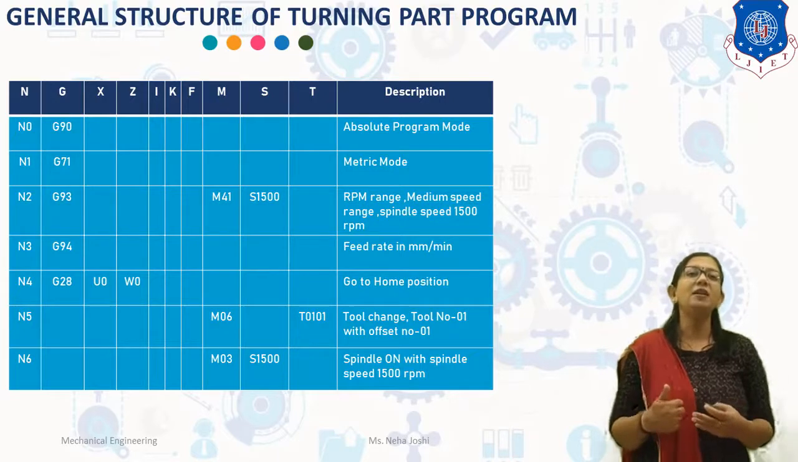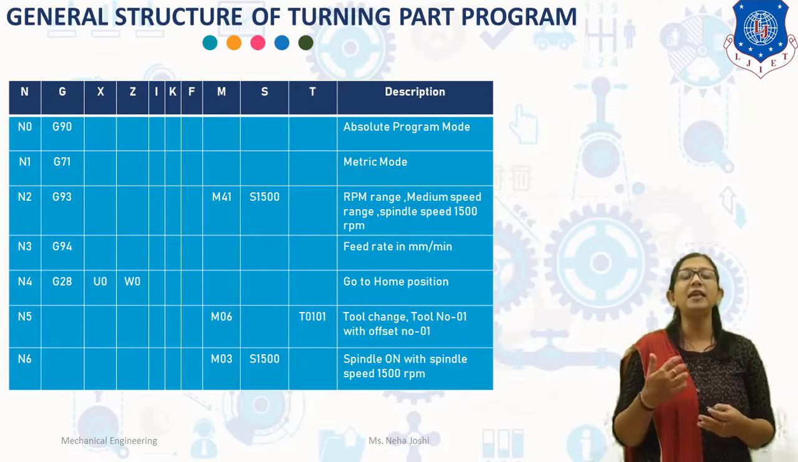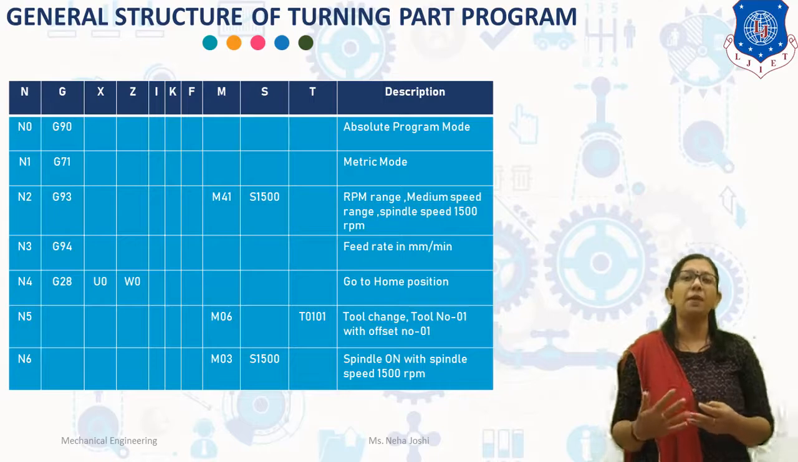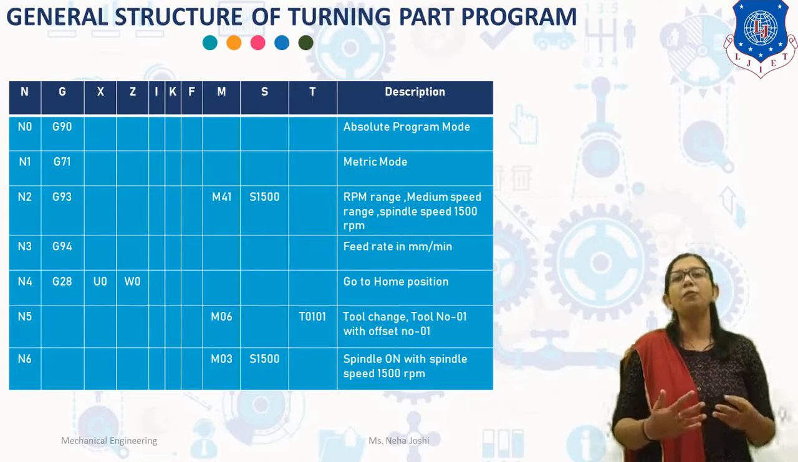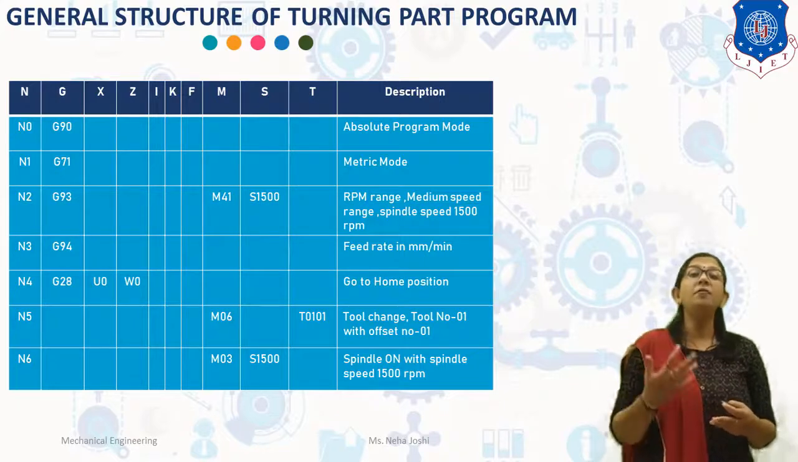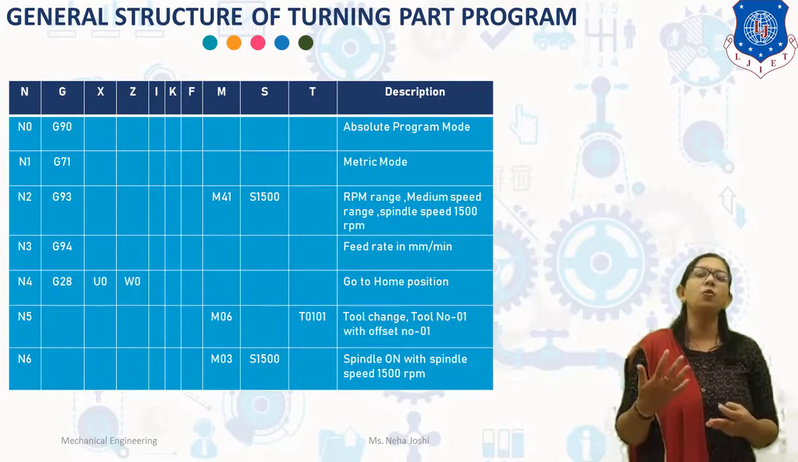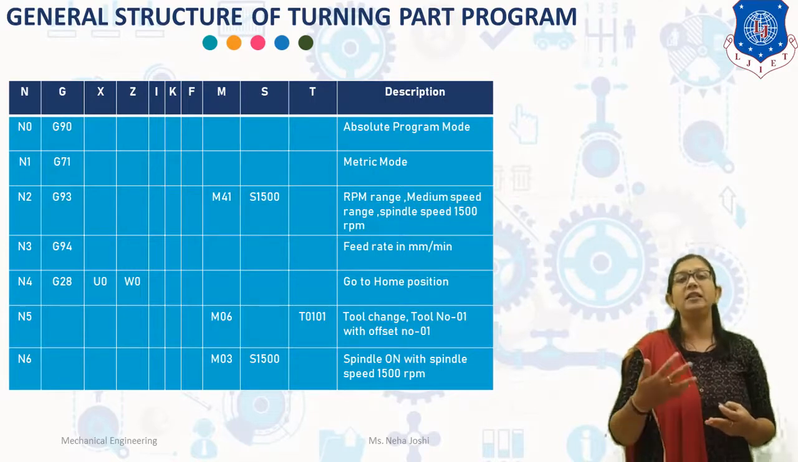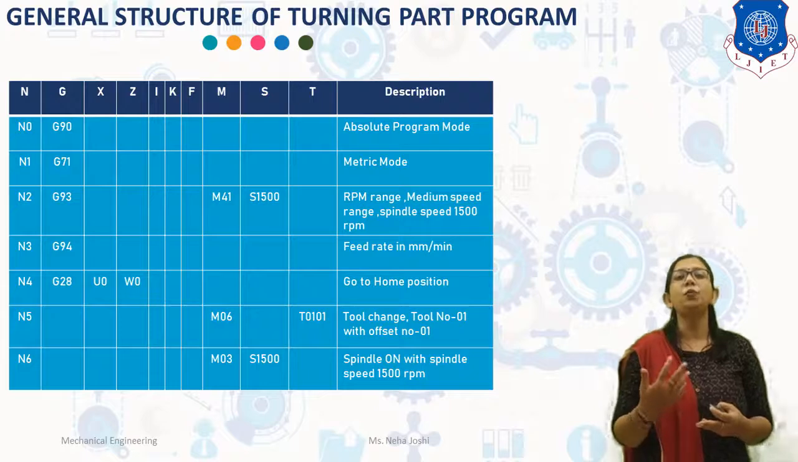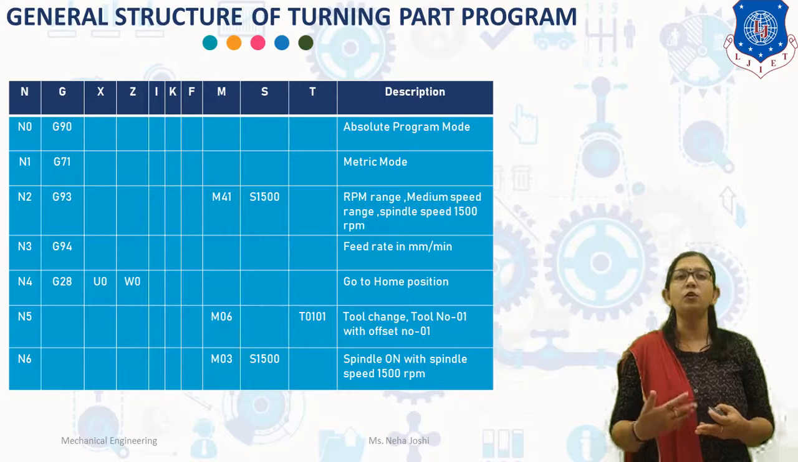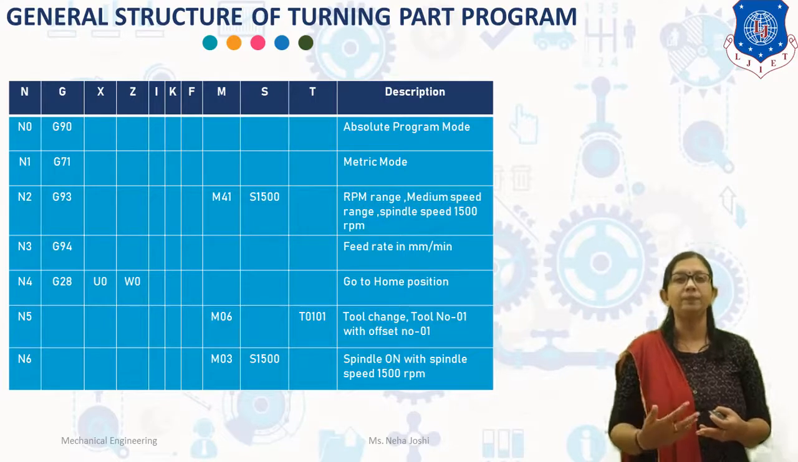Now you can see here in the table, first sequence is N0. Preparatory code is G90, which is used for absolute programming mode. Generally, there are two types of programming mode: absolute programming mode and incremental programming mode. In part programming, generally G90 code is used for the absolute programming mode. Second sequence is N1 and G71, which is used for metric mode programming. If you want to program in inch mode, then you have to use code G70.